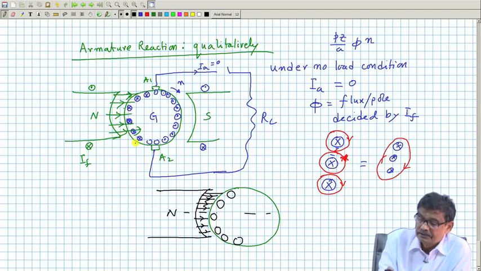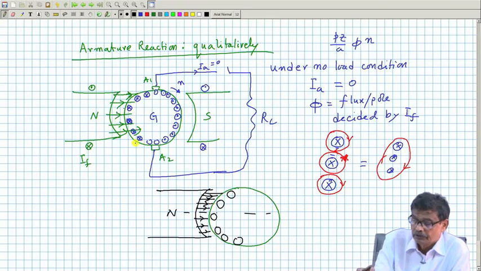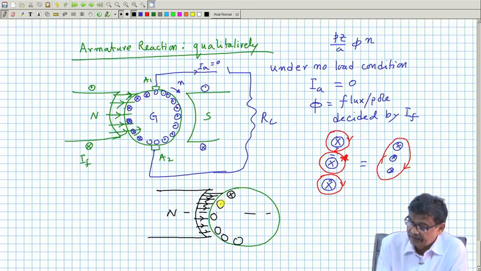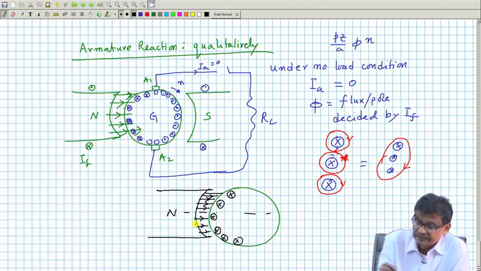So, the moment you pass armature current, how do you pass it? You load the machine. This was the direction of generated voltage, DC it is, same direction current will flow, and because of this cross current here, we understand that the lines of force on this side will be more.